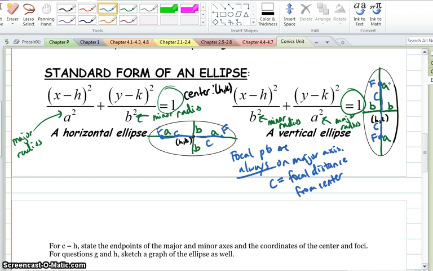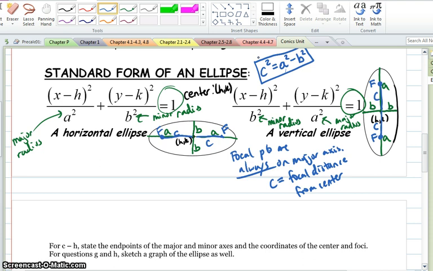Now the most important thing is how to find C. The way you find C is you do C squared is A squared minus B squared. So C squared will be equal to your major radius squared minus your minor radius squared. And that's kind of the big formula of the day. So you need to have that memorized because you're going to be finding focal points and you need to be able to do that with that.